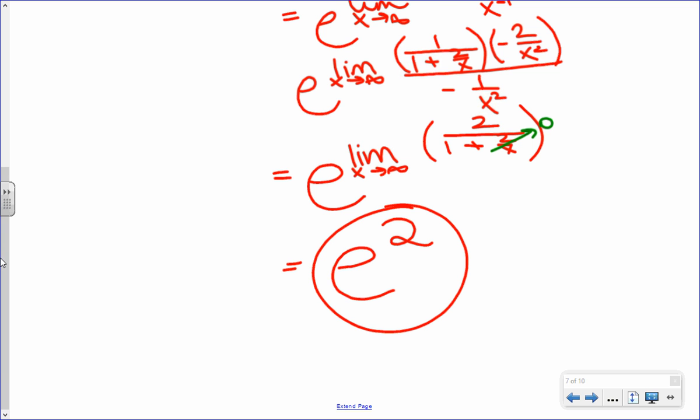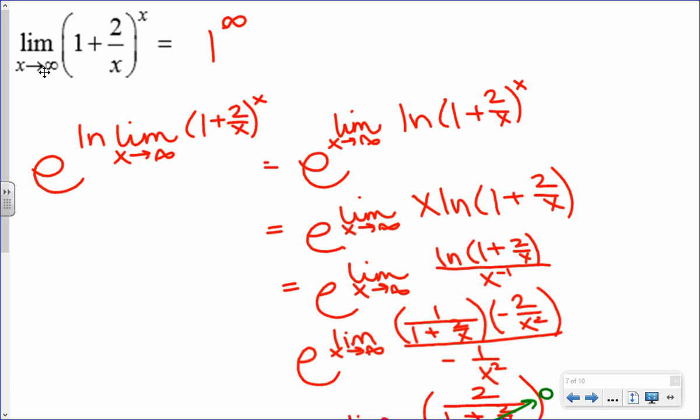The e came from all the way up here, where we put this limit inside e to the natural log. E to the natural log cancels out, right? We do that if we have an indeterminate form that involves a power. Do you see how our power was x? By doing this, we could use the properties of logarithms to take that power and move it out in front. And then we could write it as a fraction to be able to use L'Hopital's rule.